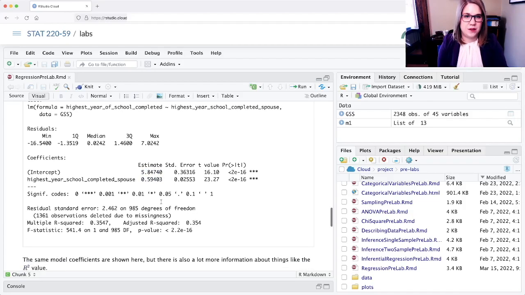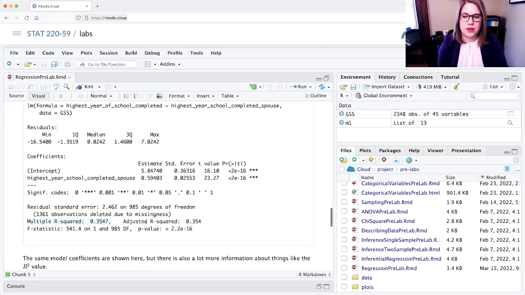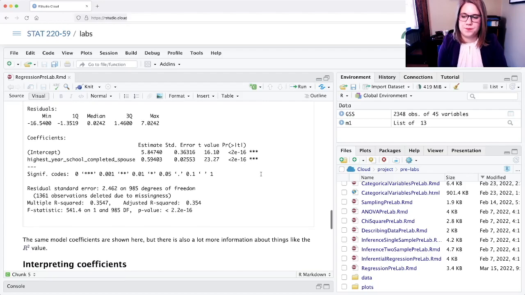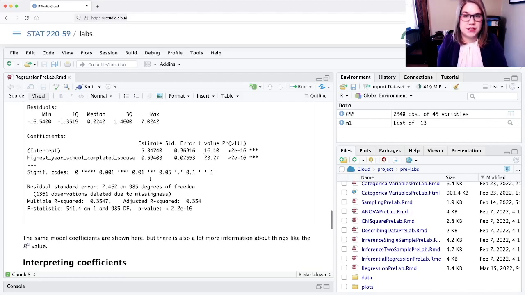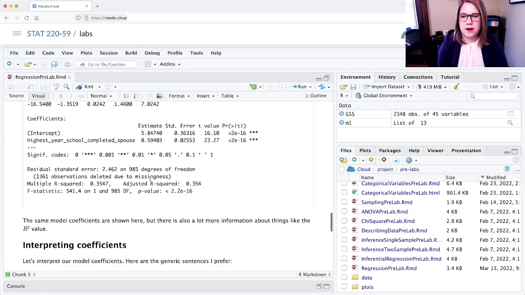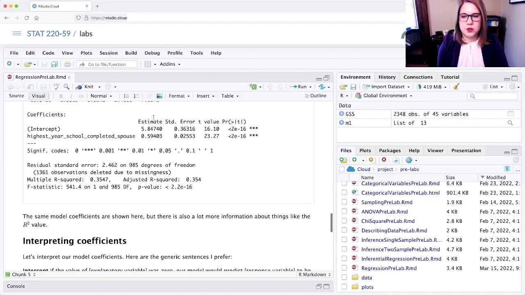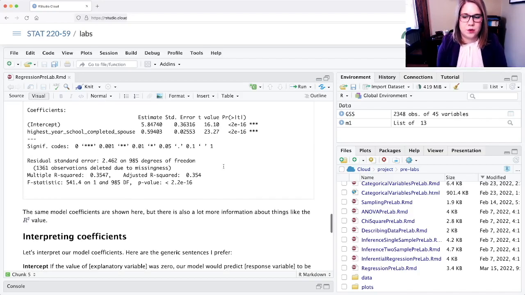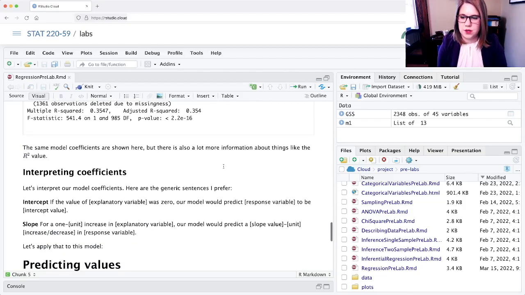There's also lots of other information here. It tells us our R squared value, it gives the adjusted R squared value, and there are p-values for the coefficients. We'll get to that, I think, near the end of the semester. So it gives you tons of information. One of the things that we might want to do with this output is to interpret the coefficients in the model. Your professor might have given you a different generic sentence. I have a couple of generic sentences that I prefer, so I'll show them to you here.